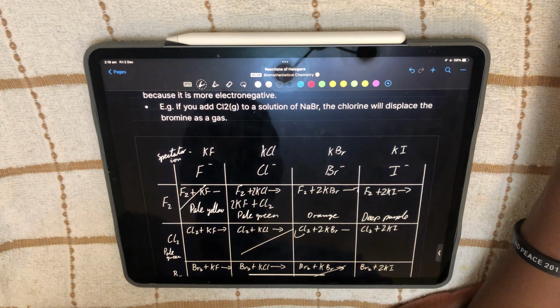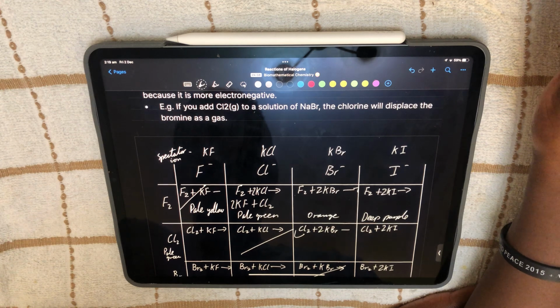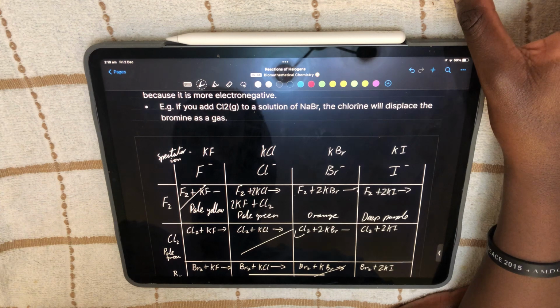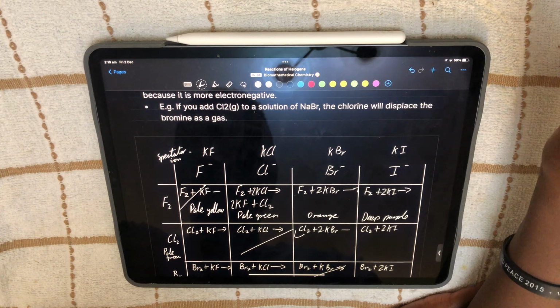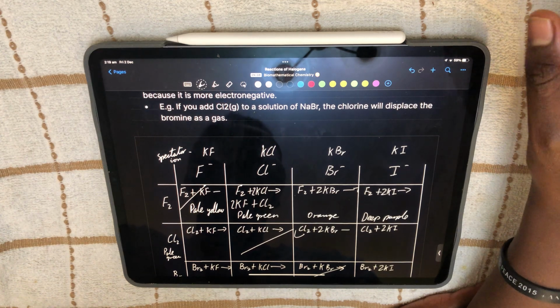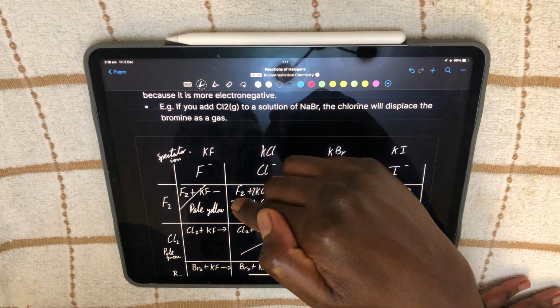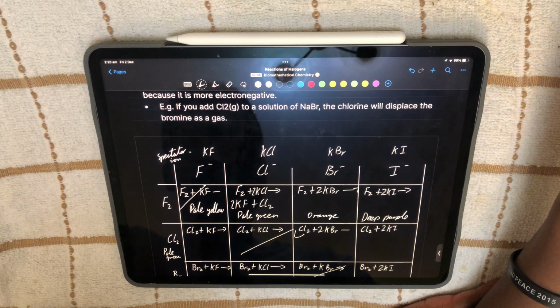They're very good oxidizing agents, and therefore the smaller ions are better at, I say ions, the smaller atoms really, F2 in itself, are better at, would it be reducing? I have to be careful with my wording here. The smaller atoms are better at oxidizing larger ions.